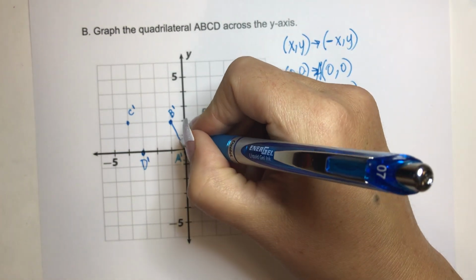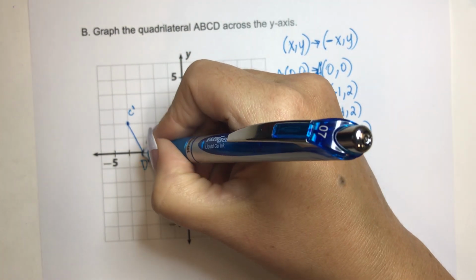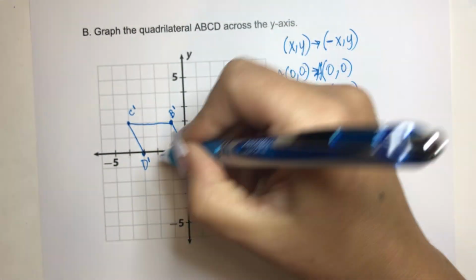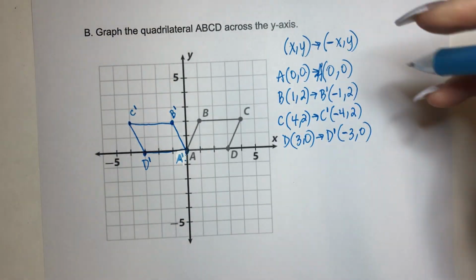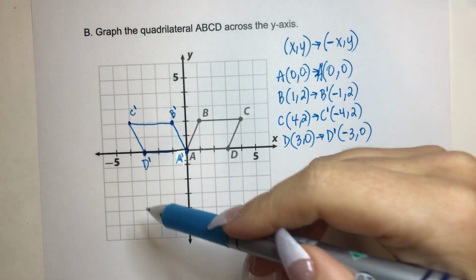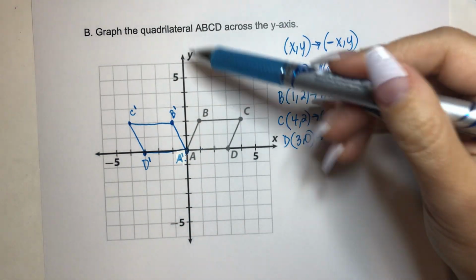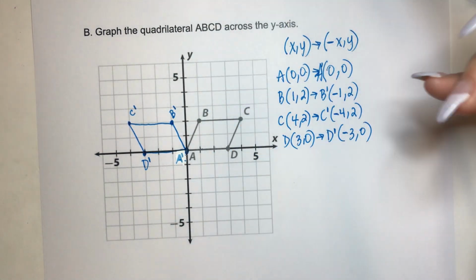And now I'm just going to go ahead and connect all these dots and get my lovely quadrilateral. And boom, there we have it. There's our figure reflected across the y-axis. And this is the line of reflection.